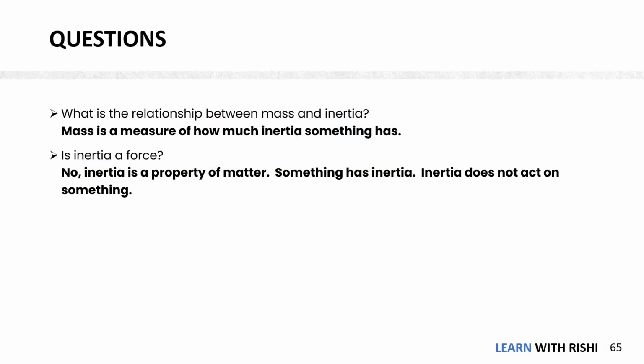What is the relationship between mass and inertia? So the answer is mass is a measure of how much inertia something has. It simply means that if I'm considering two objects, my first object and this is my second object, the weight of the first object is 10 kg and the weight of the second object is 5 kg. Now these are both at rest, which means they have some inertia. Inertia means state of rest. So they both have some inertia.